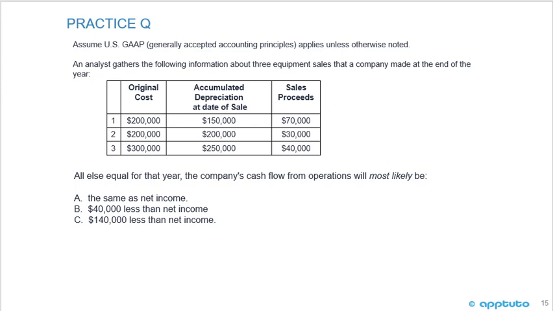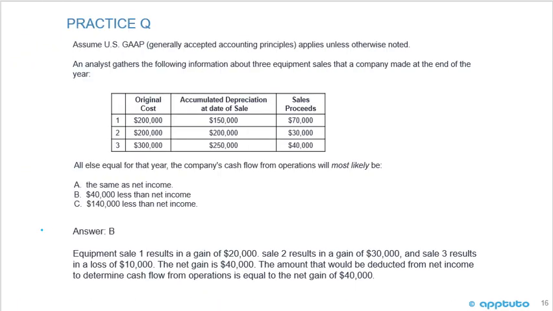All else equal for that year, the company's cash flow from operations will most likely be A, the same as net income, B, $40,000 less than net income, or C, $140,000 less than net income. Okay, the correct answer is B. The equipment sale 1 results in a gain of $20,000. So how do we do that?